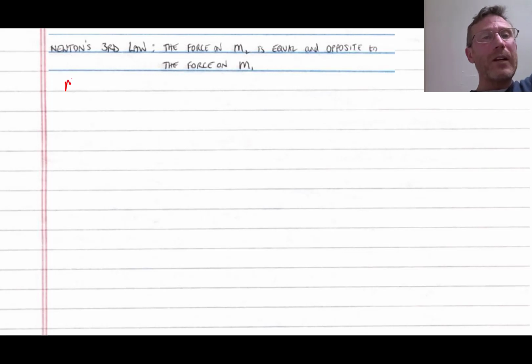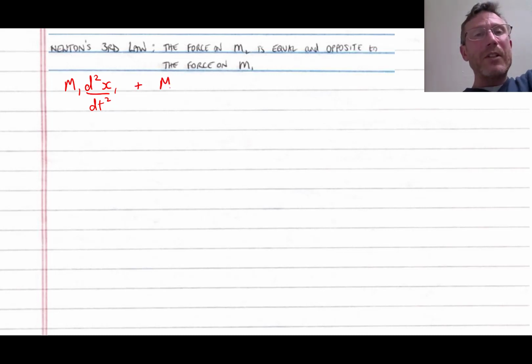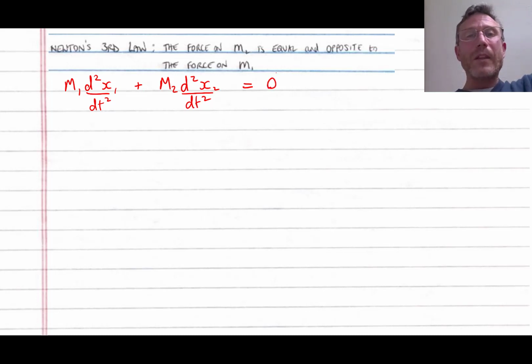Let's do that. So again, we've got m1 d squared x1, so it's the second derivative with respect to time of position with respect to time, that's ma. So plus m2, so force is equal to ma, right? So these are forces I'm writing as the terms on the left hand side of this expression, and we're going to say that according to Newton's third law, they're equal and opposite, and therefore they sum to be 0. So that's the force on m1, and here's the force on m2.